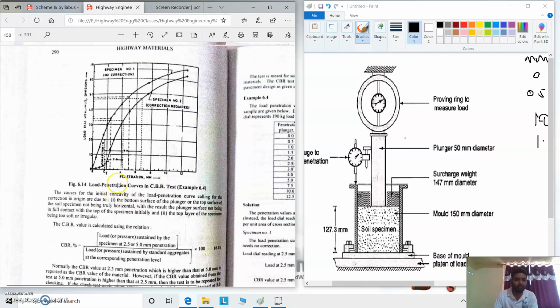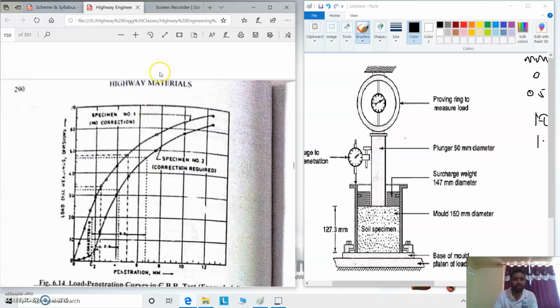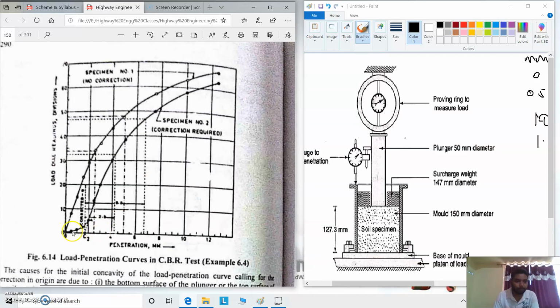And here we have another graph, that is specimen 2. In this specimen 2, we have convexity at the initial stage of the curve. In this case, it needs to be corrected. This specimen needs correction. If you get a curve like specimen 1, it is no problem. If you get a curve like specimen 2, you need to apply the correction.